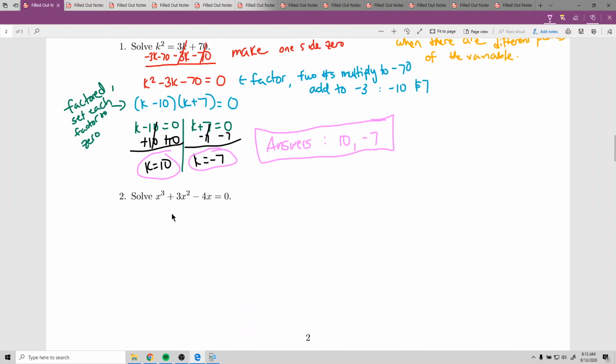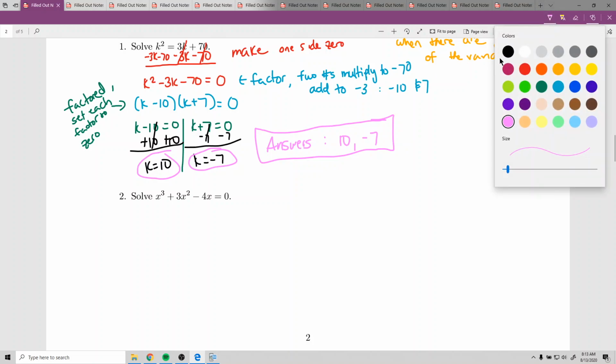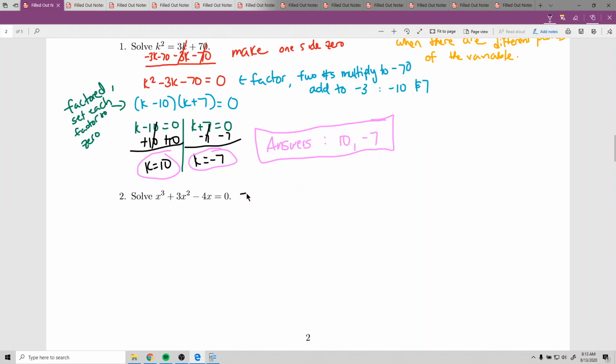All right, so number 2 here, similar example. You see the different powers of x. We have 3 different powers of x this time, x cubed, x squared, and just x. That indicates we want to factor. We already have it set equal to 0. But this one we don't want to start factoring the same way as the previous one because we have a common factor. We have an x in each term.